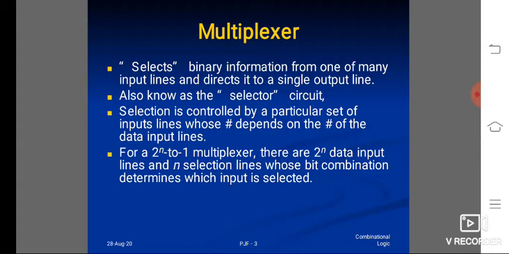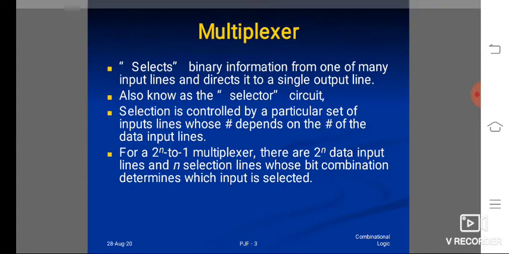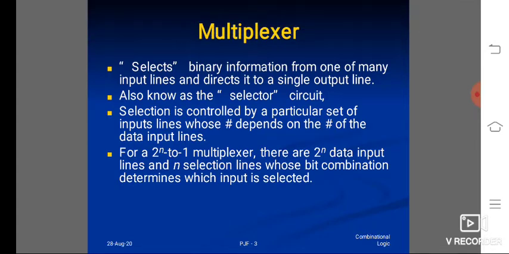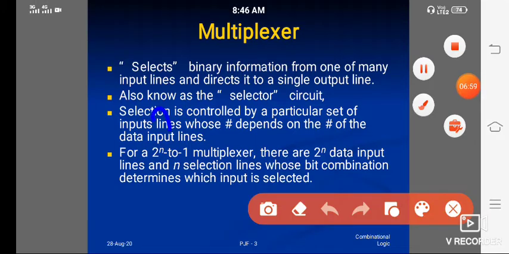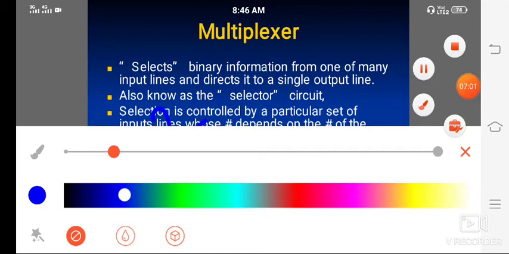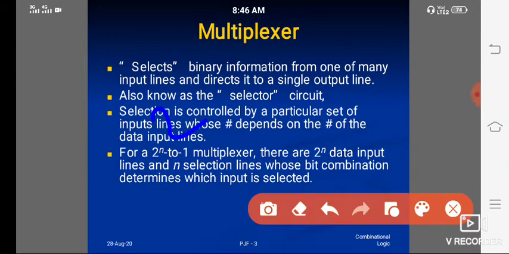Second, we are applying the off condition. The power will be off. Based on the selection lines, the input will get to the output. That is called a mux. So here we have to observe 2 power n into 1. That is the mux formula.